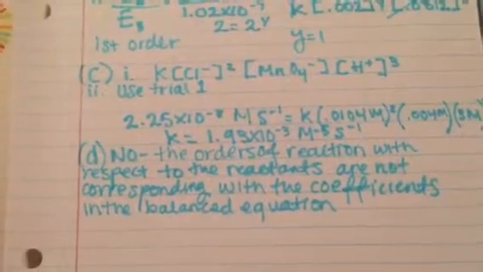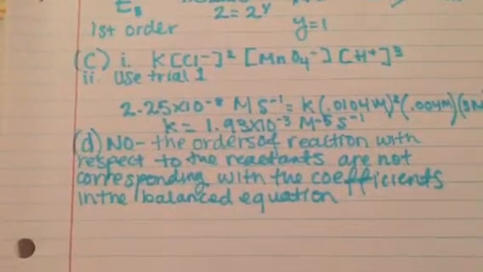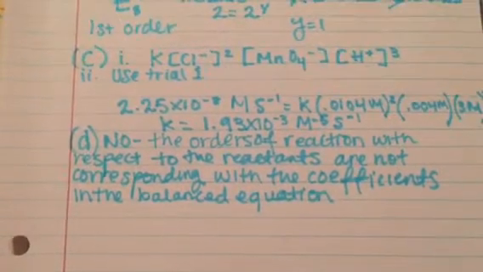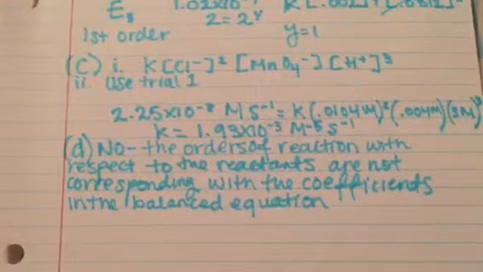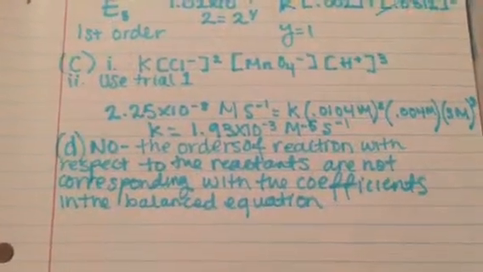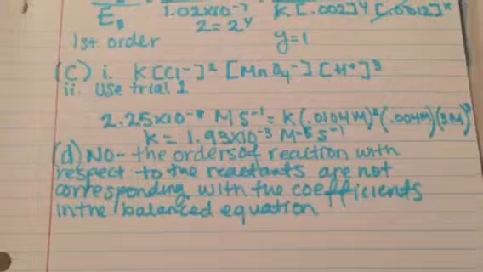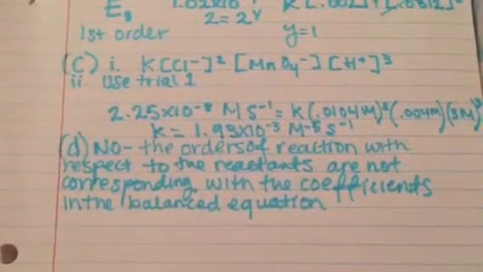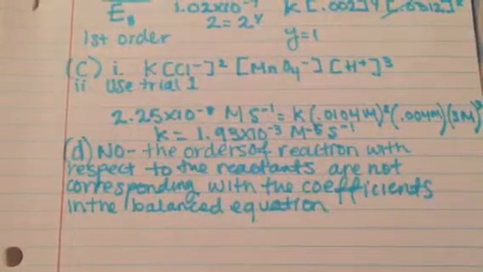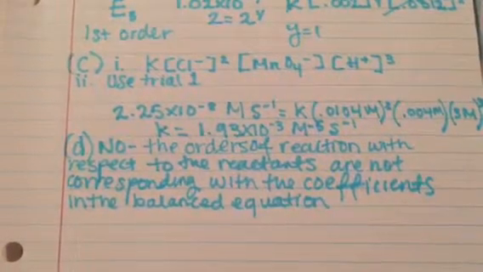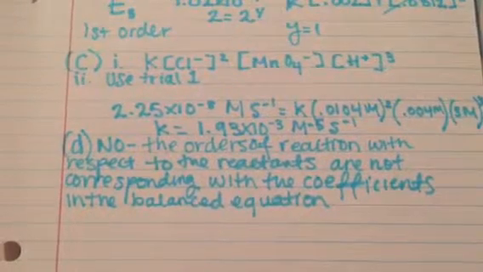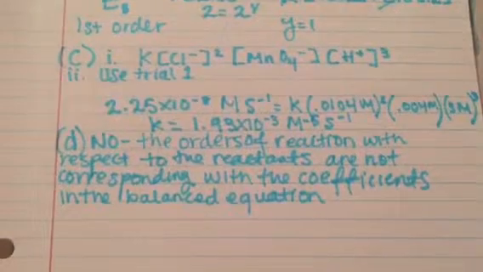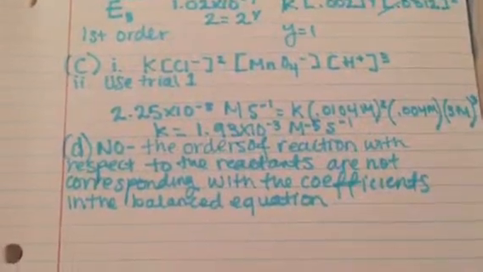For part D, it asks if it's likely that the reaction occurs in a single elementary step, and we had to justify. So I said no, because the orders of the reaction with respect to the reactants are not corresponding with the coefficients, like an elementary step should have corresponding coefficients to the order, so the answer is no to the last part of that AP question, and that's the end of my AP problem.